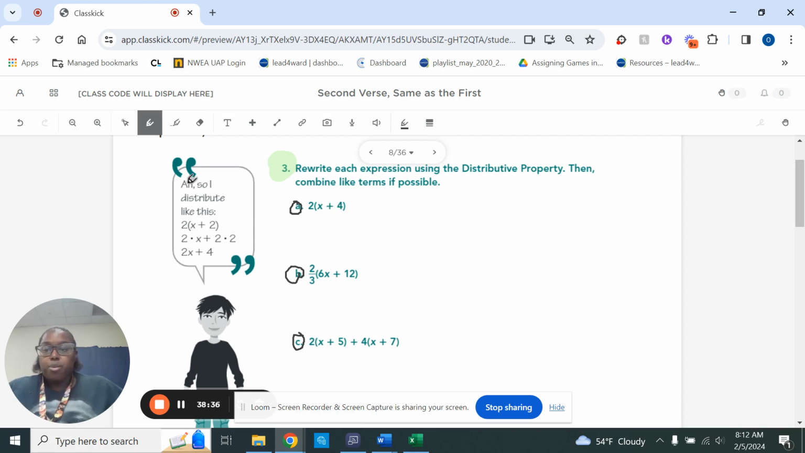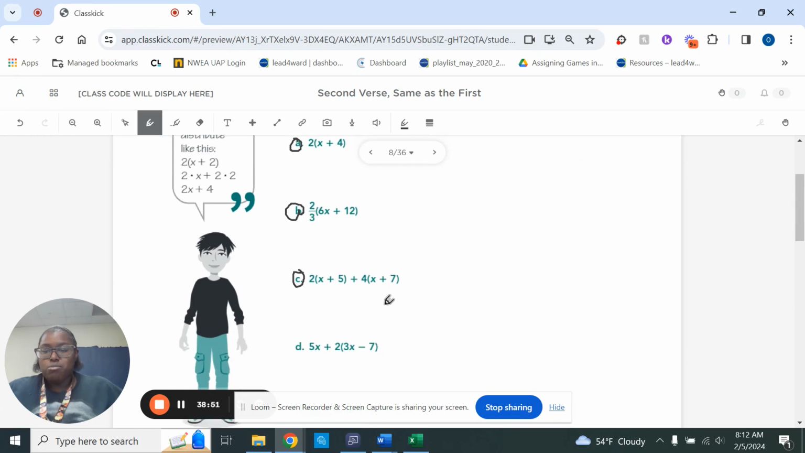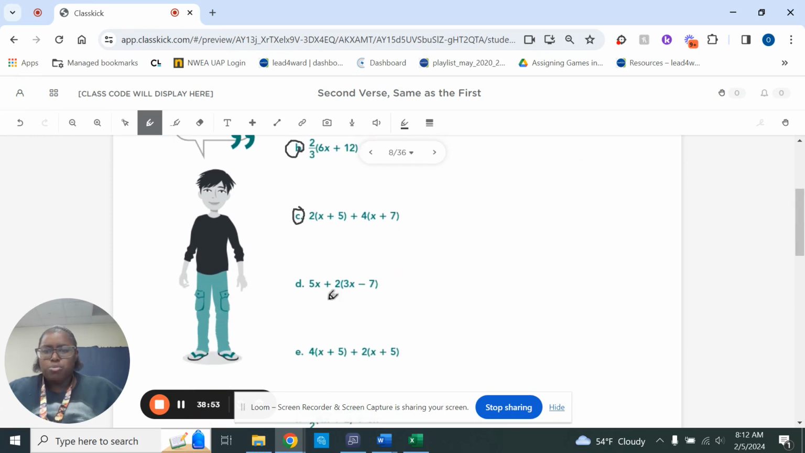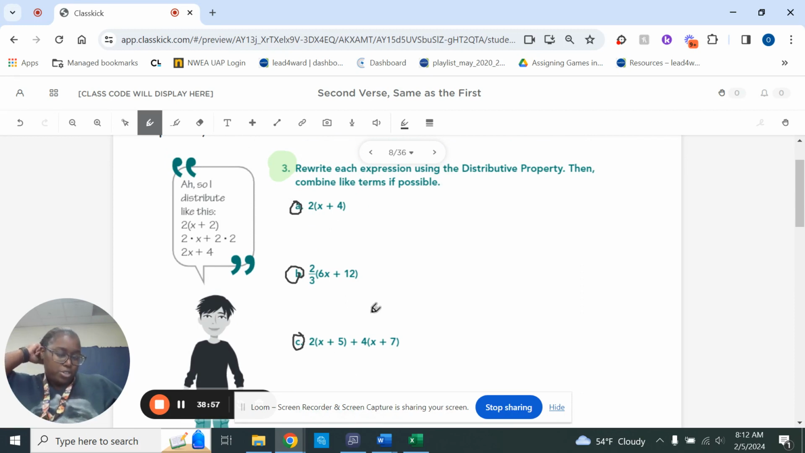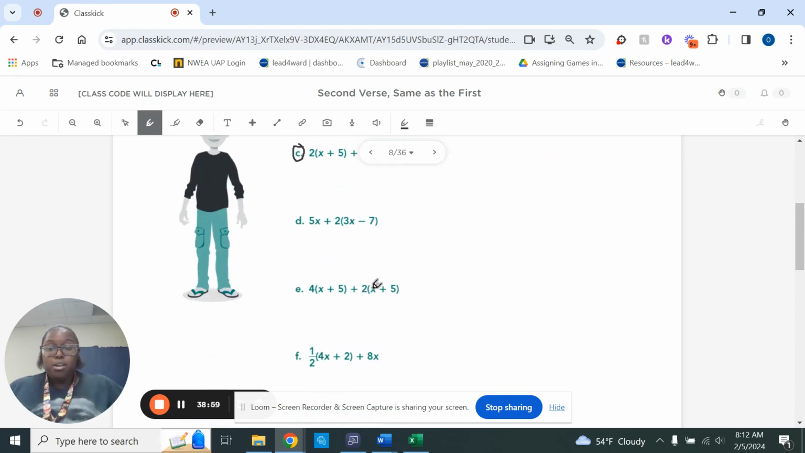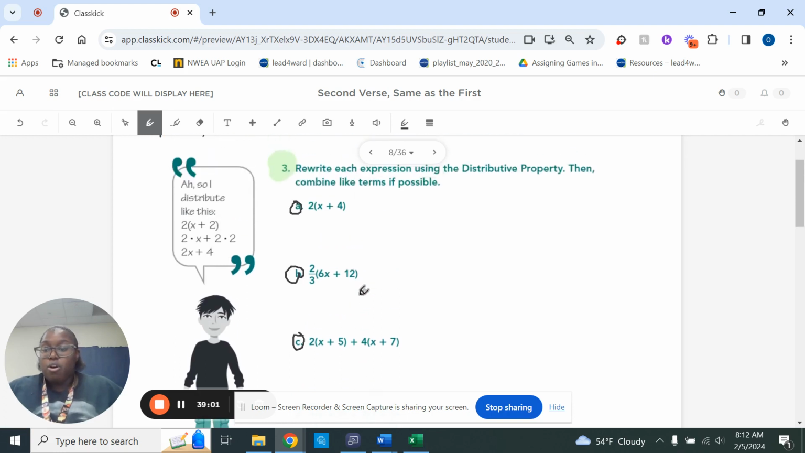So distributive property, it says I can also use distributive property like this, and it gives you an example. If you want to, you can draw that algebra tile table that you just did on the previous page to solve all of these, except for the fraction ones, because the algebra tiles only work on whole numbers, not fractions. So you won't be able to do it for B or F, but you could do it for all the other ones.